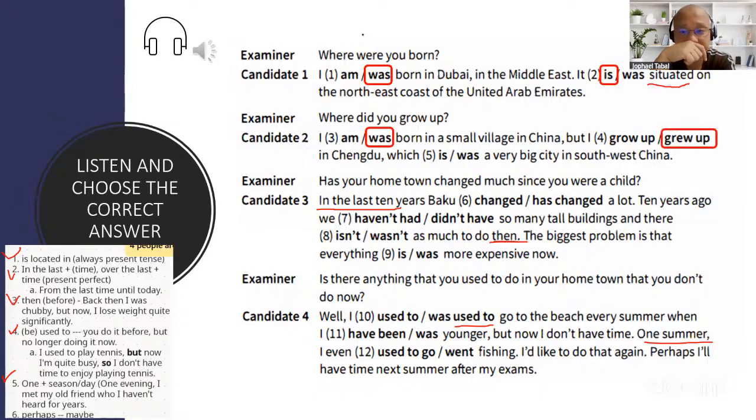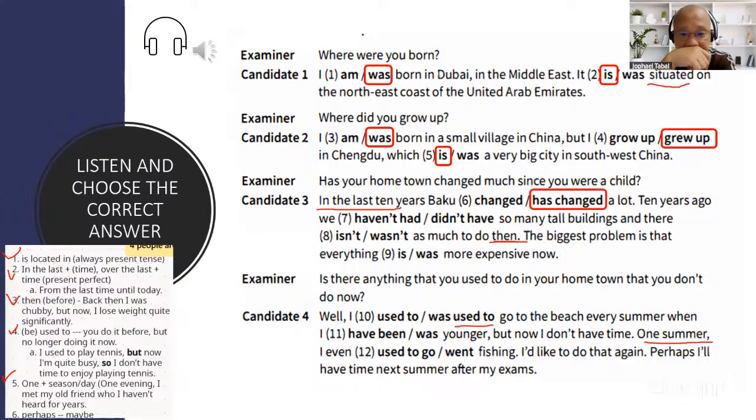Number five is is very good, never changed. Okay, so because it's a very big city in the south of China, so it's never changed. Location and what it is never changed. Okay. Number six is has changed. Yes, has changed. Okay, the last 10 years.